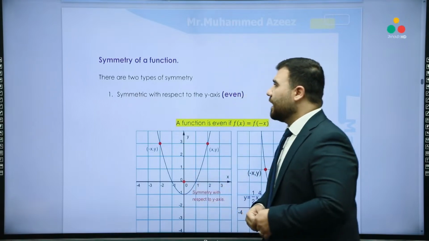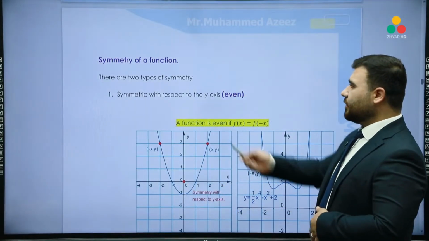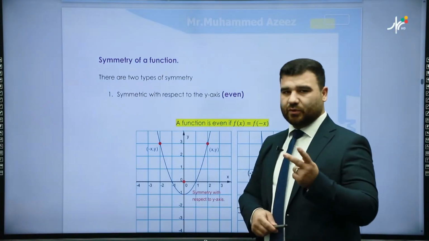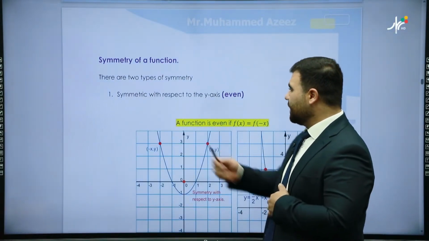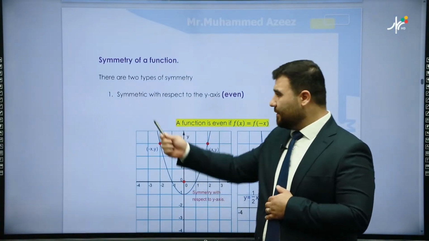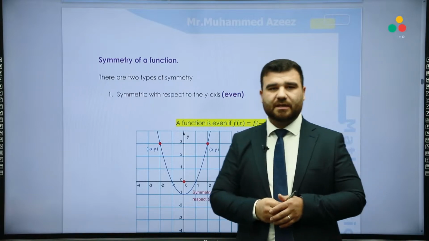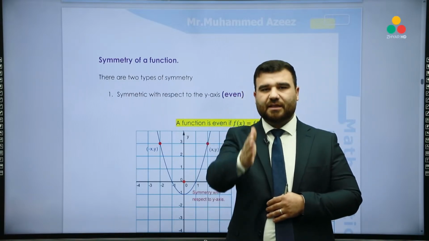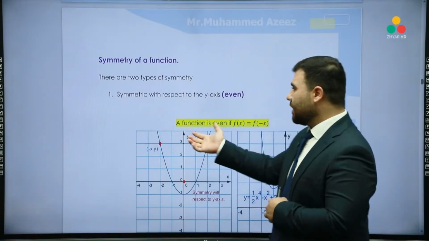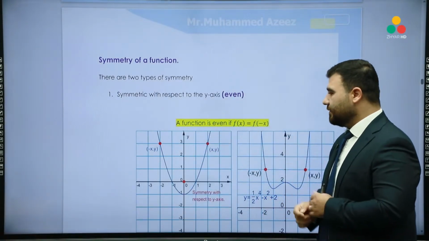Let's begin. As the second lesson, today we are going to talk about symmetry. Symmetry has two types. The first type is symmetric with respect to the y-axis. Symmetric with respect to the y-axis means the y-axis cuts the graph into two identical pieces. This type of function is called even.